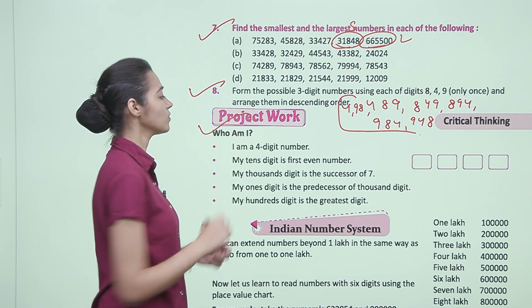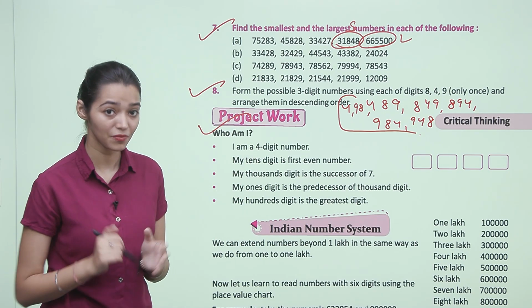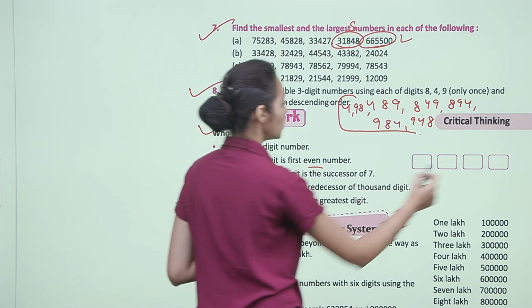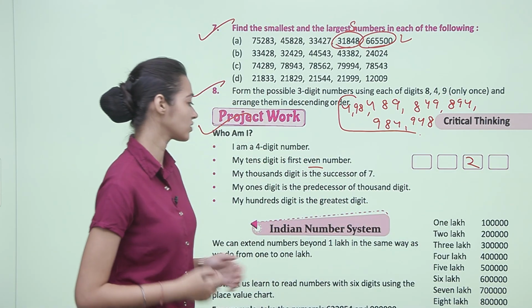Now let's look at the project work. Who am I? I am a 4-digit number. My tens digit is the first even number. That means the first even number is 2. That's how you have to complete it.